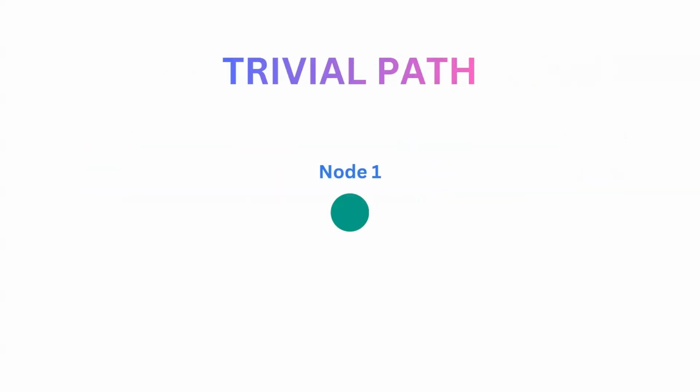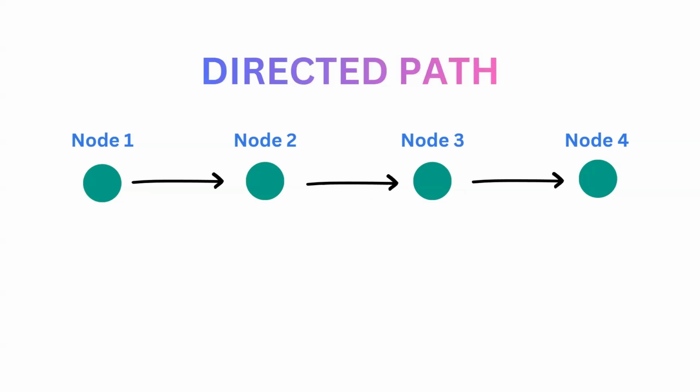Now the path that contains only a single vertex and no edges is called a trivial path. In a directed graph, the edges must always follow the direction.